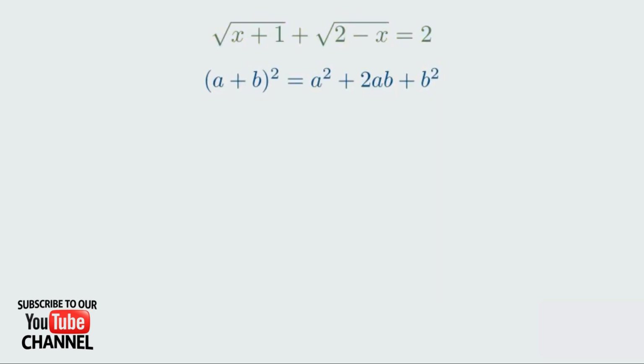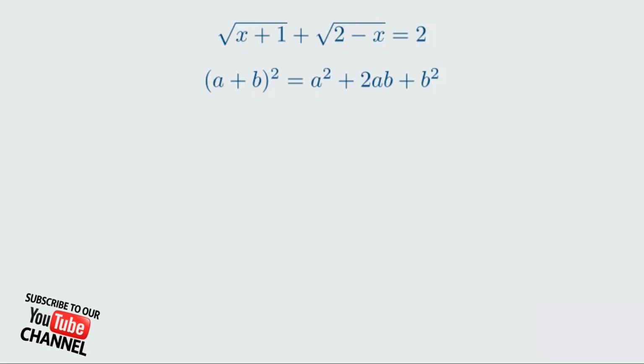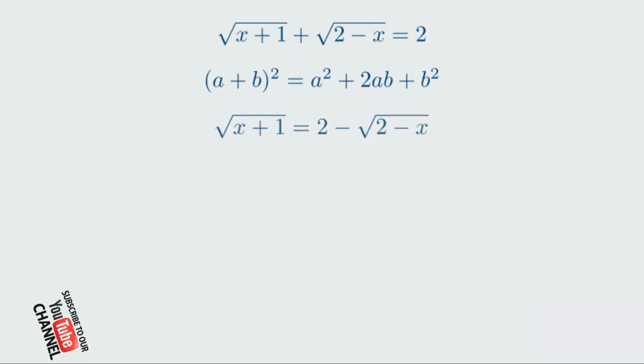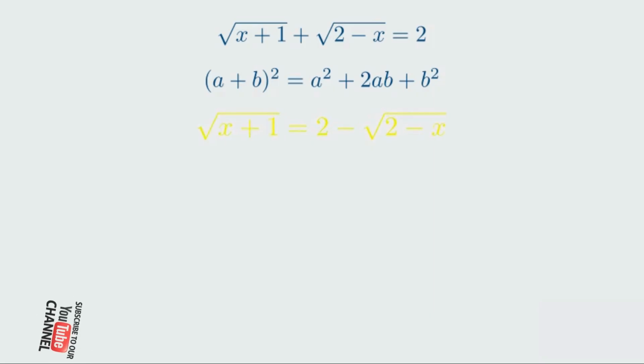Instead, the most effective strategy is to isolate one of the radicals before squaring. This way, squaring that side will eliminate one radical, simplifying the equation significantly. It's a key technique for these types of problems. Let's move the second radical to the right side of the equation. We can isolate one of the radicals, let's say the first one, by subtracting the second radical from both sides. We are essentially isolating the radical.